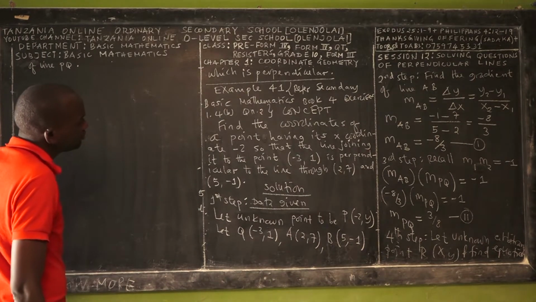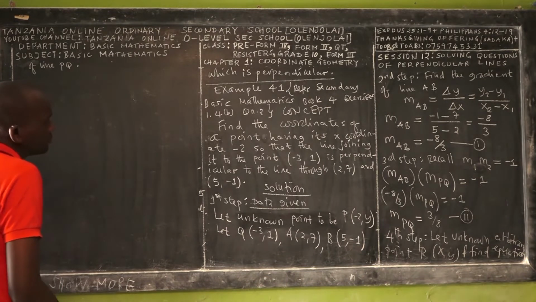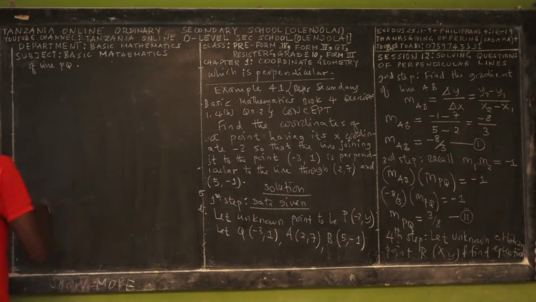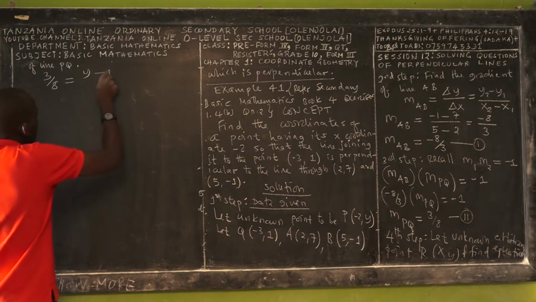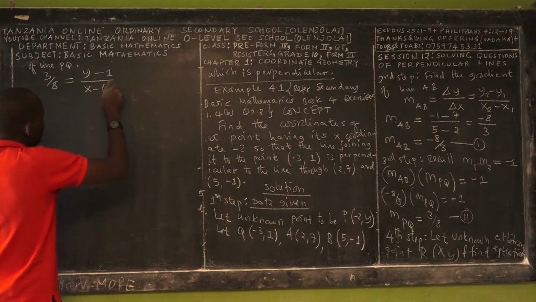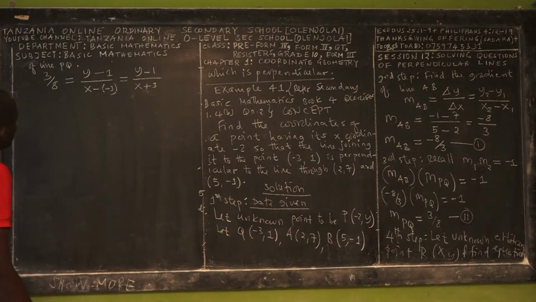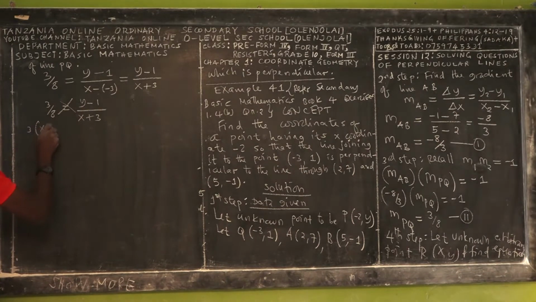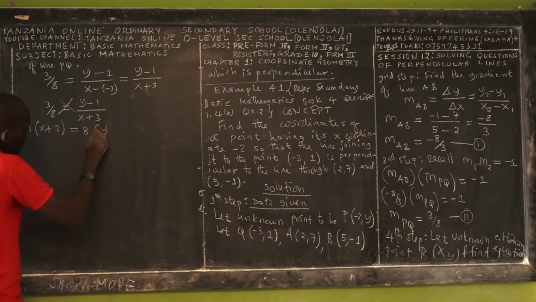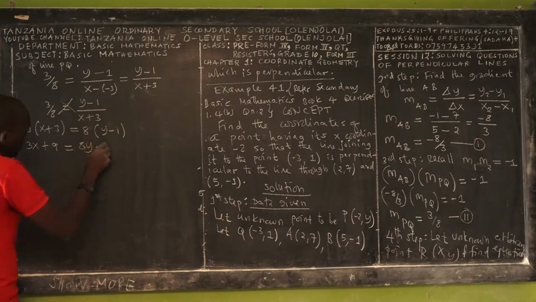So if that is the case, 3/8 is equal to y minus 1 over x minus negative 3, which is y minus 1 over x plus 3. Here we have 3/8 equal to y minus 1 over x plus 3. Cross multiplication: 3 times x plus 3, then 8 times y minus 1. So here it is 3x plus 9, and here we have 8y minus 8.